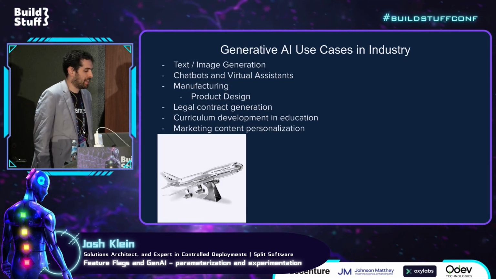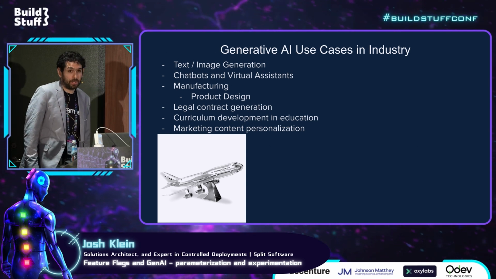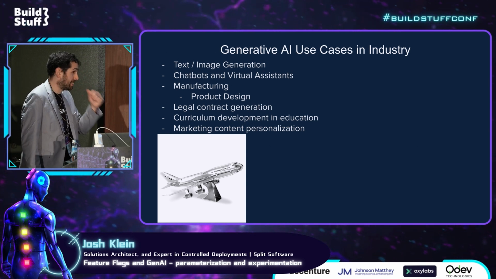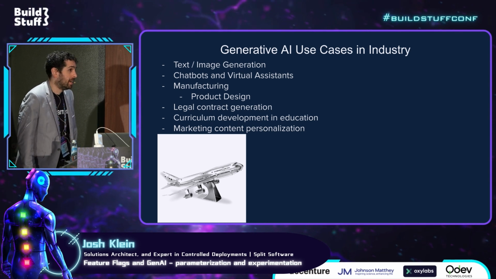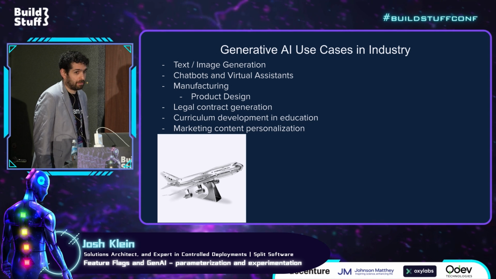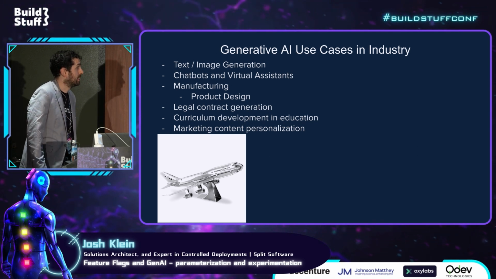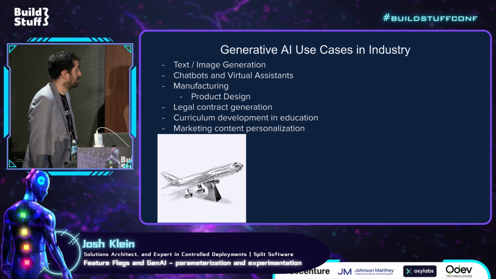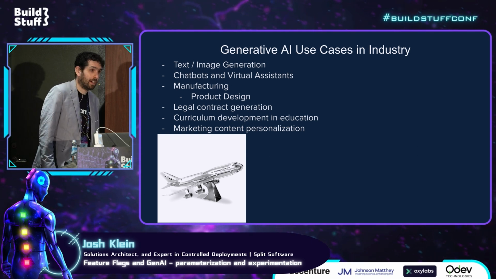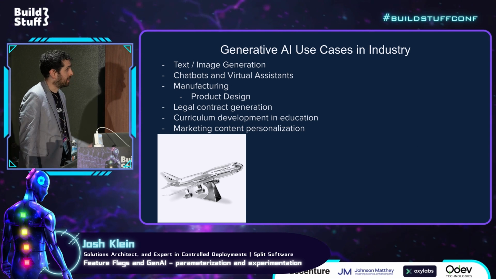There's a lot of talk about generative AI use cases and what is actually profitable or makes sense, right? These things are really expensive and take a lot of compute and have to be run somewhere that takes a lot of power and a lot of water and a lot of electricity, right? So AI use cases in industry, everyone knows about the chatbots and virtual assistants. But there's other interesting stuff I saw too, like in manufacturing or legal contract generation or curriculum development for education.